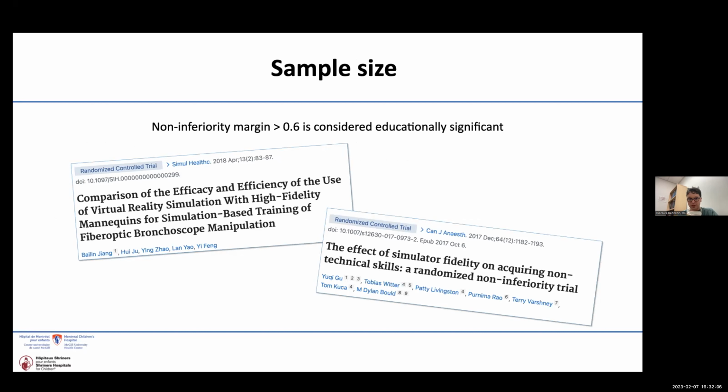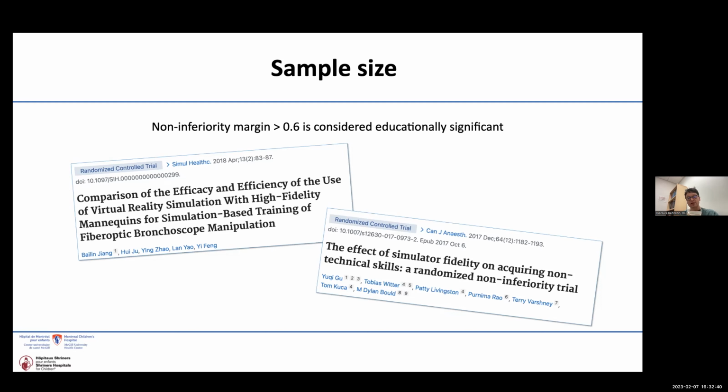score, you measure these scales before, during the first scenario, and then after the second scenario, you are expecting to get an improvement of overall performance of about 0.6. So 0.6 will be our threshold to consider the difference educationally significant.